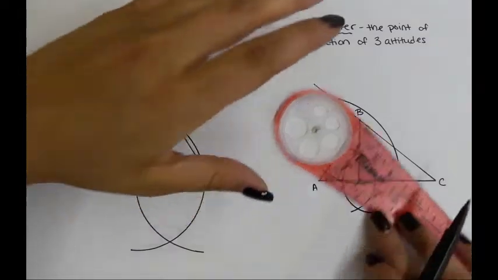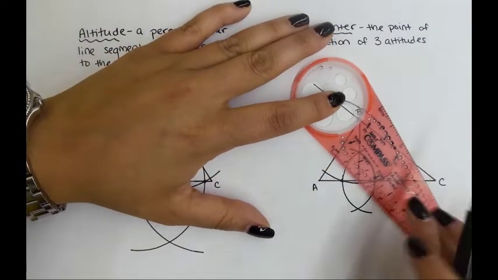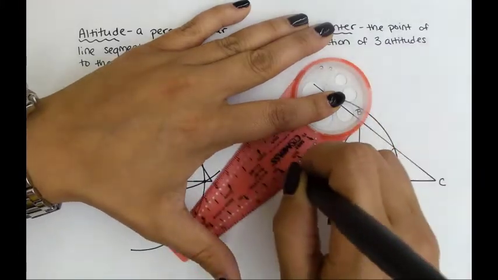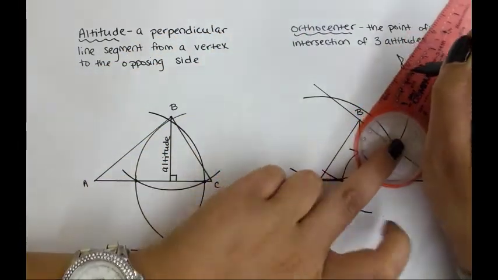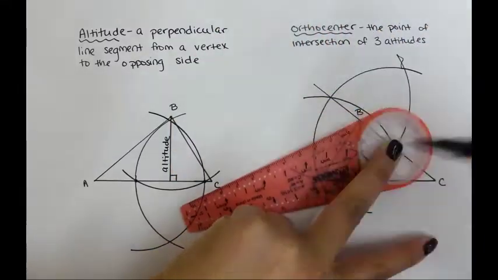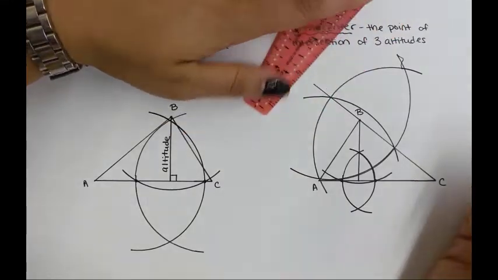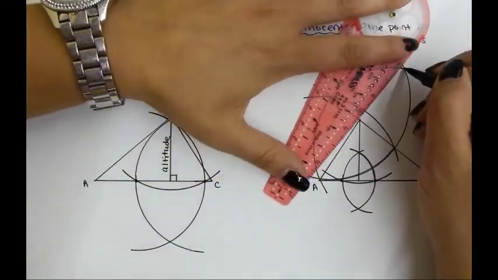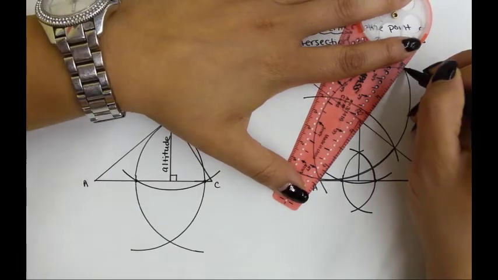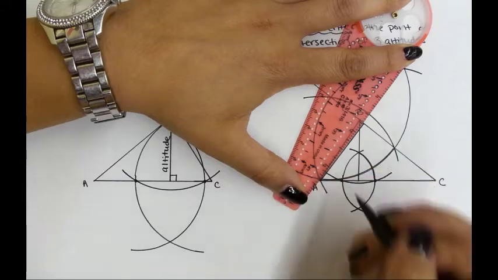Then we're going to construct a perpendicular bisector using the 2 new points of reference that we have. Draw one, come back around, and draw the second. Then you're going to line up your intersection points with vertex A and draw an altitude.